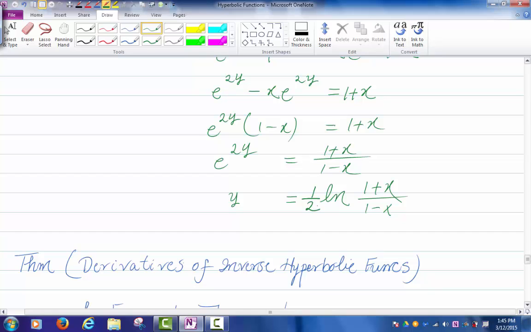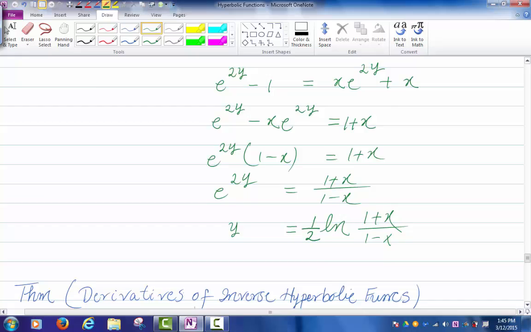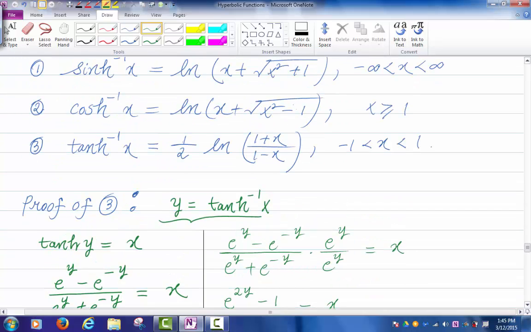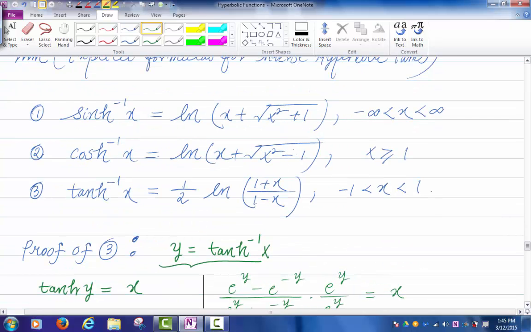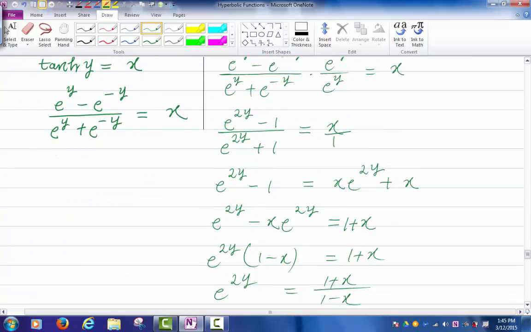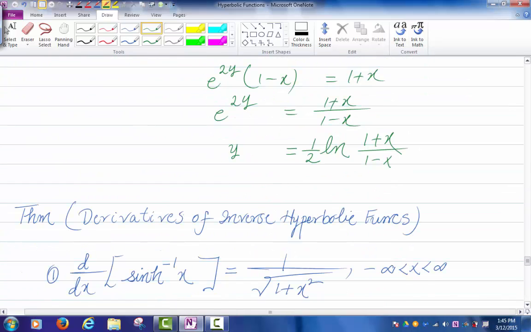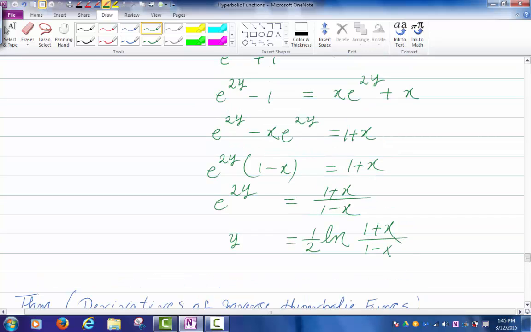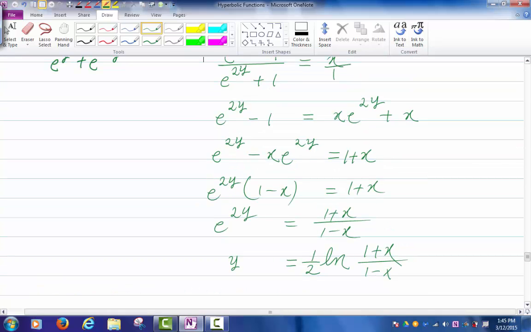So that's exactly the formula that I wrote down for you in number 3, and I gave you the formula in my handout as well. Is everybody okay? This is how you can derive. This is pretty simple. It's just a matter of some algebra.